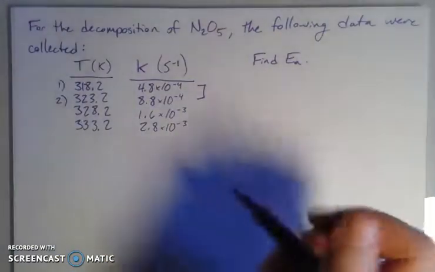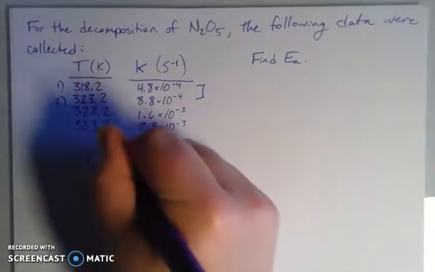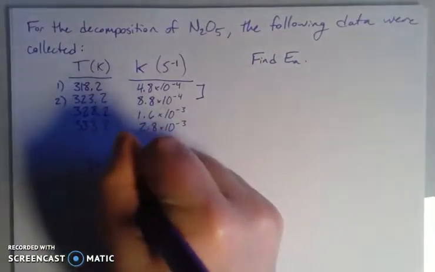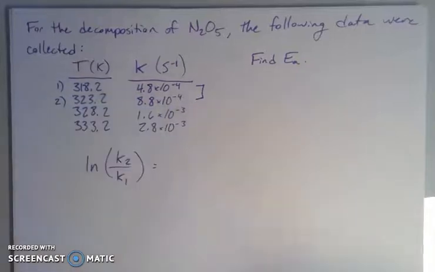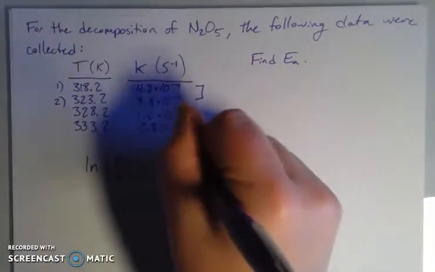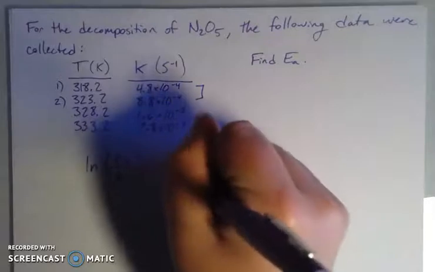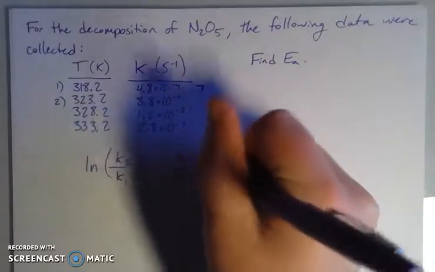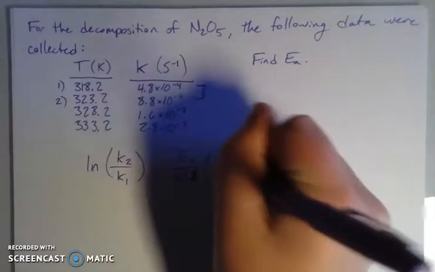So the way that we would do this, again, is the natural log of k2 over k1 is equal to Ea over R, and then we're breaking out our T's here.